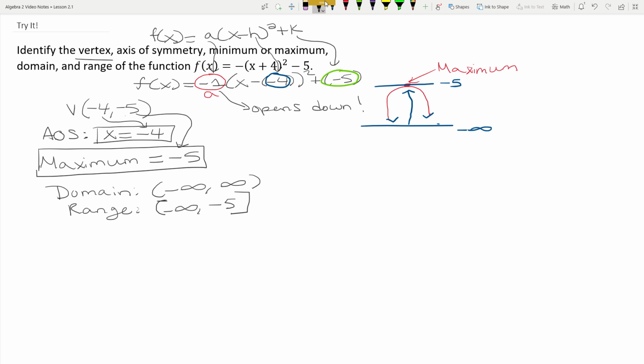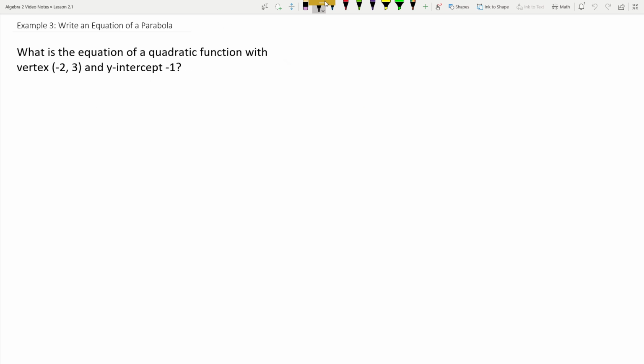All right, so now let's move on to the next example. So we want to be able to determine the equation of a parabola this time if I give you 2 coordinates. So in this case, we want to determine the equation if I'm given the vertex and the y-intercept.